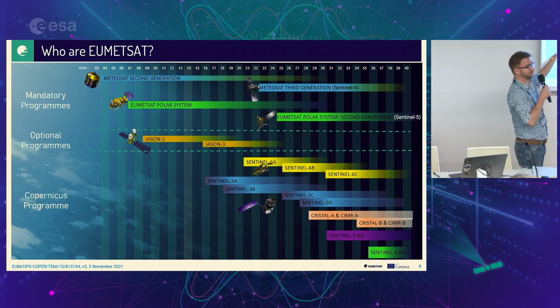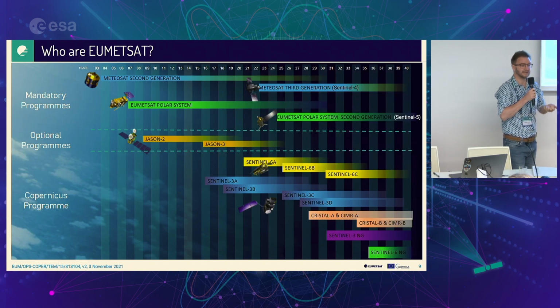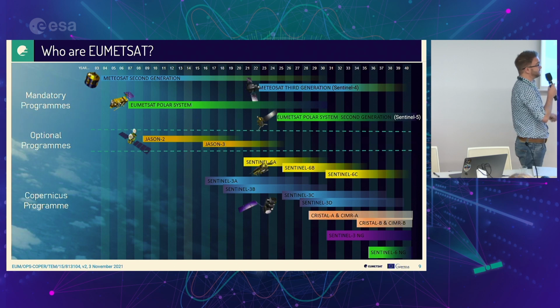We have our mandatory programs. These are our historical, current, ongoing, and future developing programs that are responsible mostly for providing data associated with weather. There's really two platforms: the METEOSAT platform and the METOP platform. The METEOSAT platform is a geostationary platform, and the METOP platform is a LEO platform, meaning that it runs in an orbit that circulates sun-synchronously.